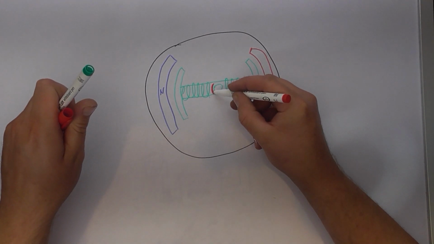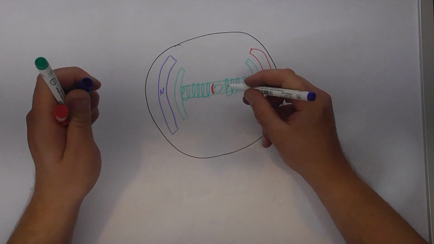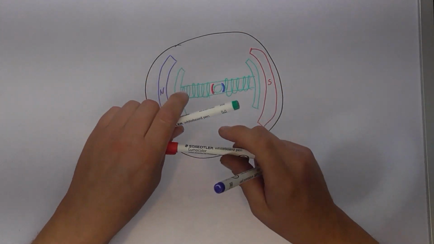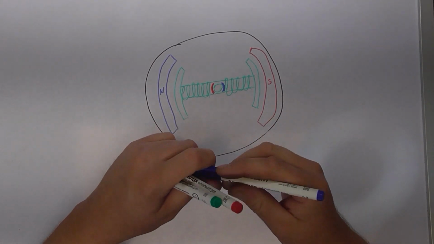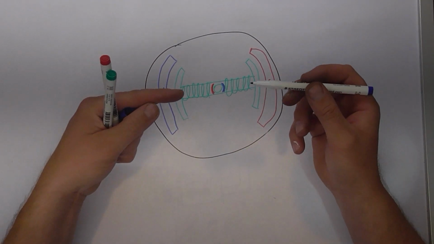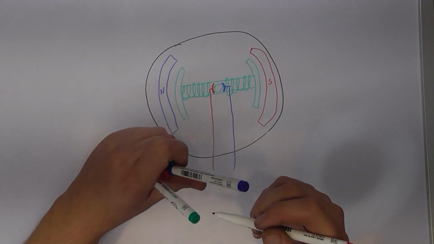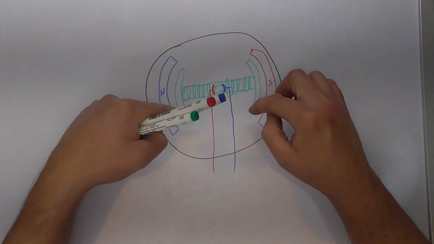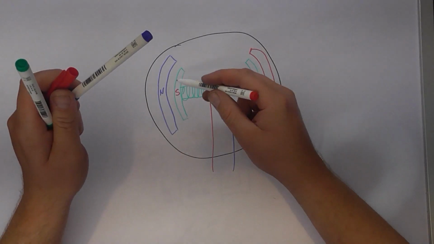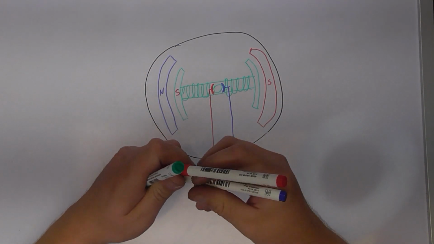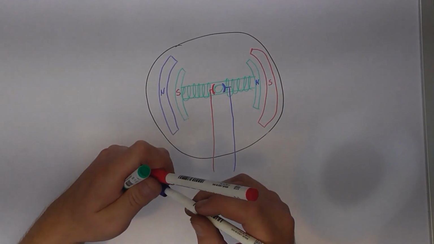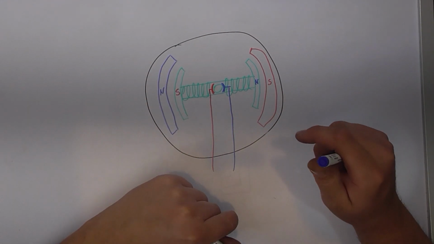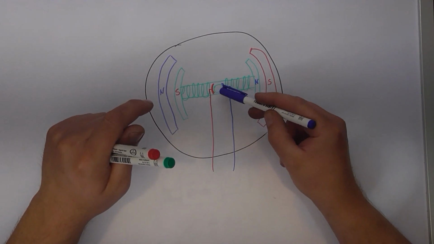The commutator holds the ends of the windings. Of course, there will be more ends on the commutator, and that means more windings in the motor. On the commutator, we can transfer the voltage by brushes, and the voltage will create the electromagnetic field. This side of the rotor will have the south polarity, and this will be north polarity. Of course, opposite poles attract each other, and the same poles repel each other.